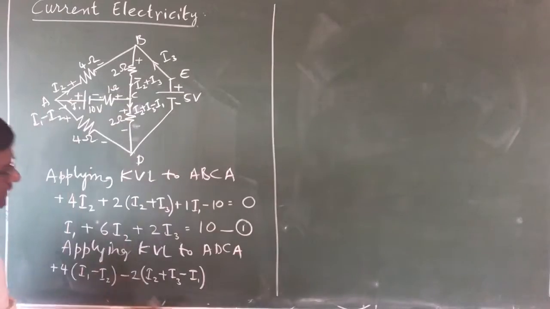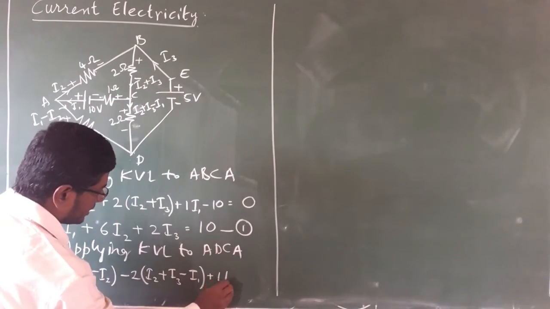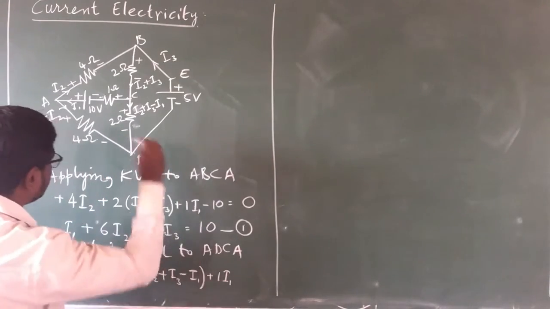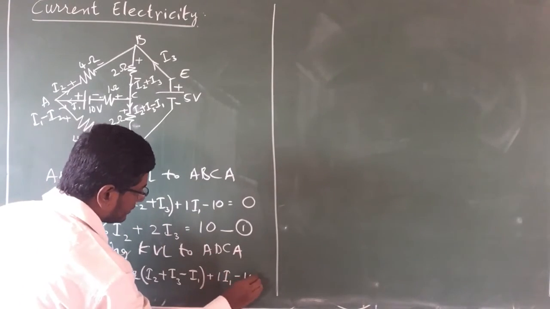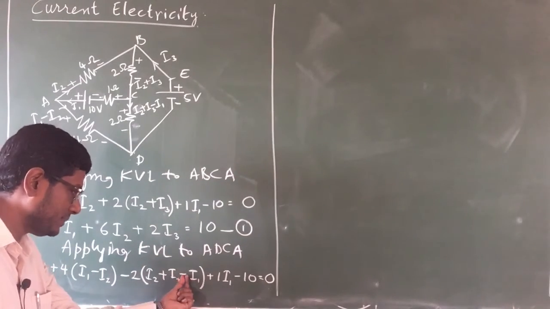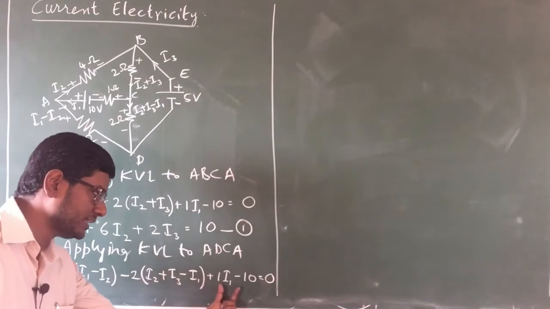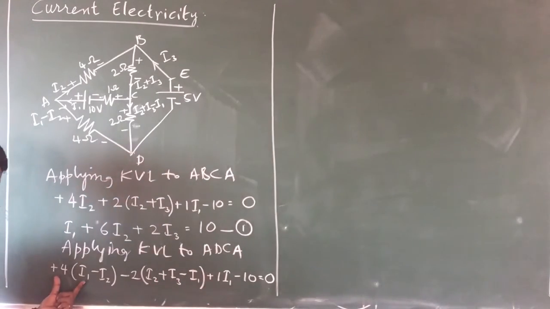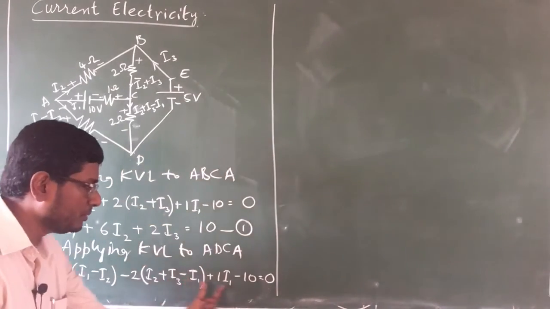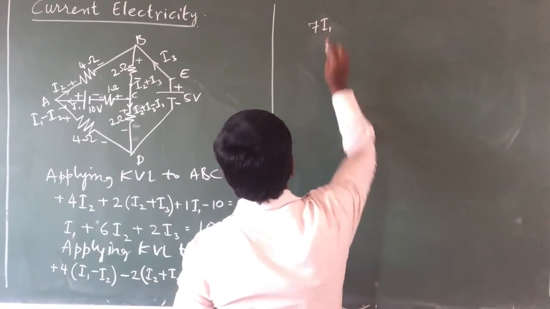Then going from this side to this side, it will be plus. What is the resistance? It is 1 ohm. Current is I1. What is the battery there? It is minus 10 equals 0. Now look for the I1 terms. There are 3 I1 terms. There is one with a 4. There is a minus into minus, this becomes plus, so it will be 2 I1, then there is a 1 I1. So totally it is 4 plus 2 plus 1. So it was totally 7 times I1.